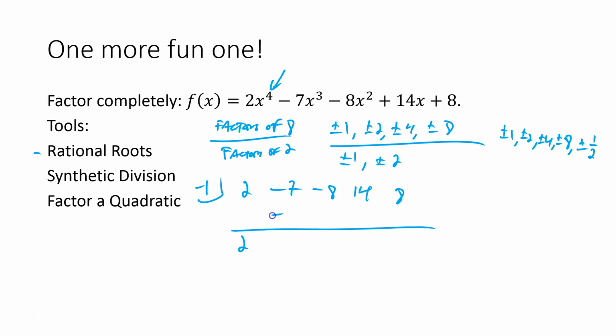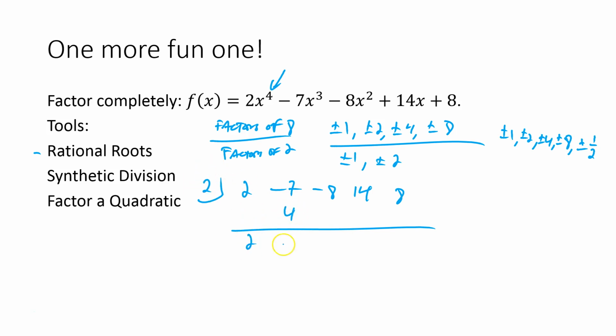So 2 times -1 is -2, -9, plus 9 minus 8 is 1, times -1 is -1, 14 and -1 are 13, -13, nope, no good. Does not make 0, right? Because we're trying to make 0. If we get a remainder of 0, by the factor theorem that tells us that when we plug it in, we make 0, which makes it an x-intercept. So let's try a 2.